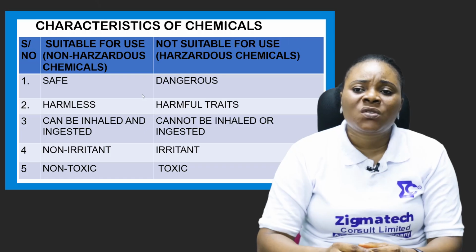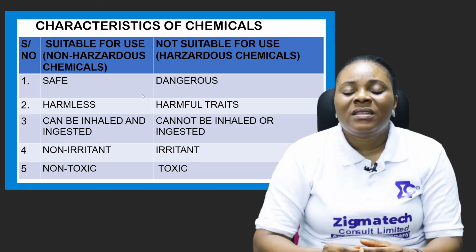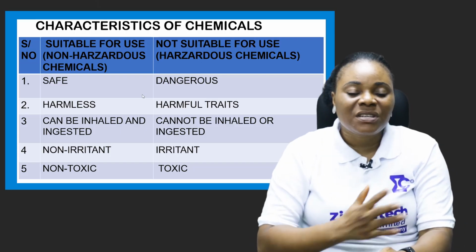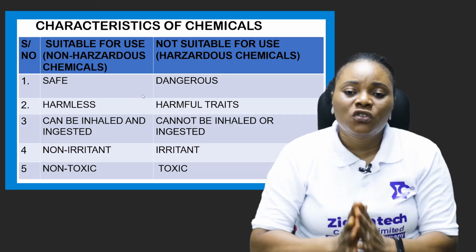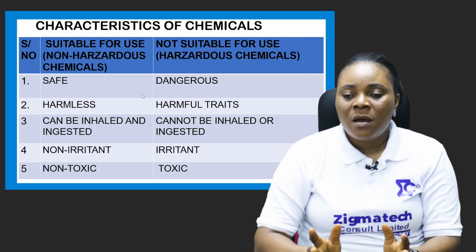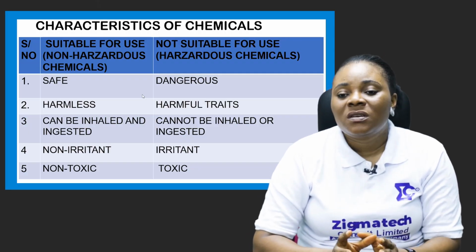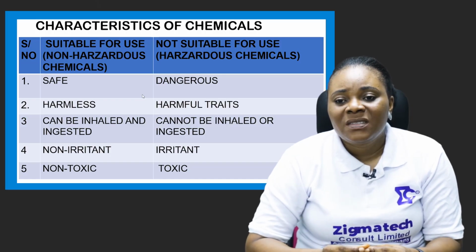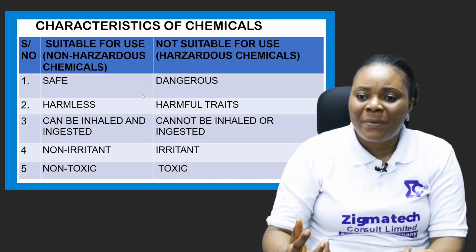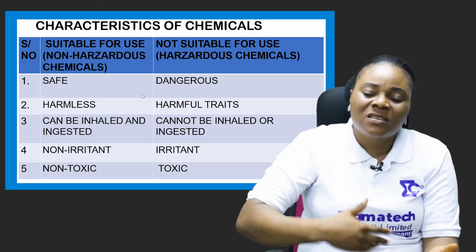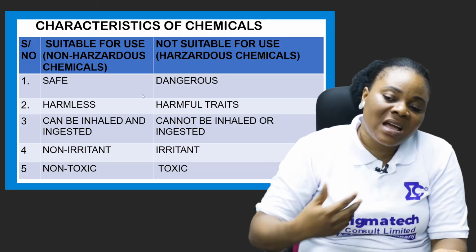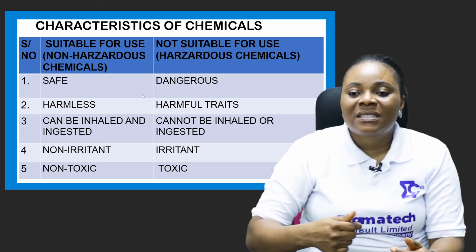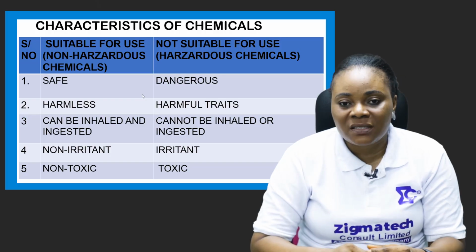Also, these chemicals suitable for use, they have non-irritant features. They don't cause irritation on your skin when you use them in the right way. But the ones that are not suitable for use, they can cause irritation on your skin. They react. When a dangerous chemical touches your skin, you see your skin reacting. You see your body reacting to it because it has irritant properties in it.